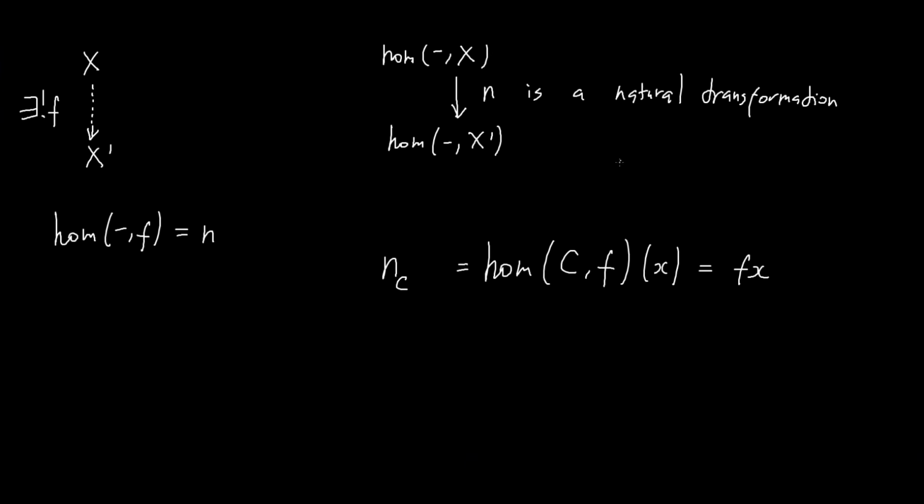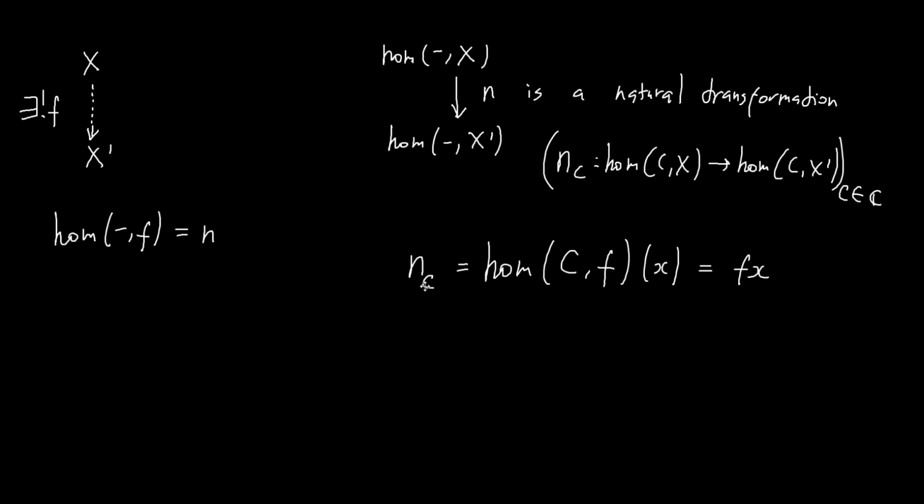So n being a natural transformation means that it's a family of maps, one for each c. It maps hom c x to hom c x prime. That's what a natural transformation is. It's not any family of maps. It's a family of maps that satisfies those naturality squares. So we are given that, and now we're saying that if there was an f for which hom dash f equals n, then for every c and for every x being an arrow from c to x, we must have that f x equals n c of x.